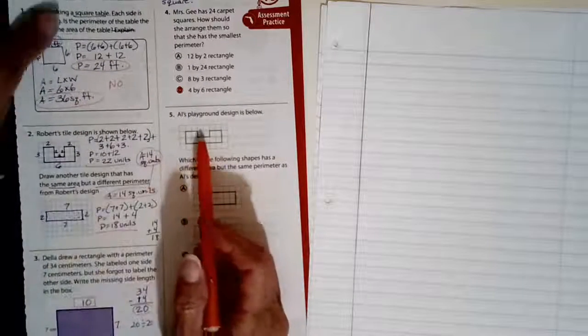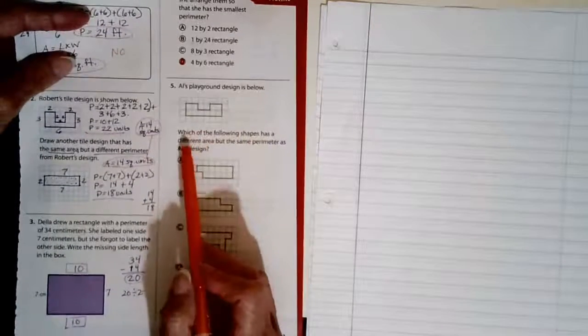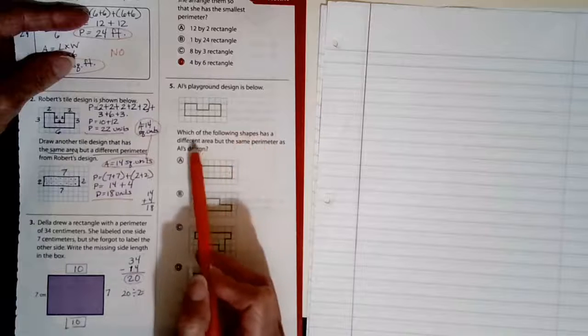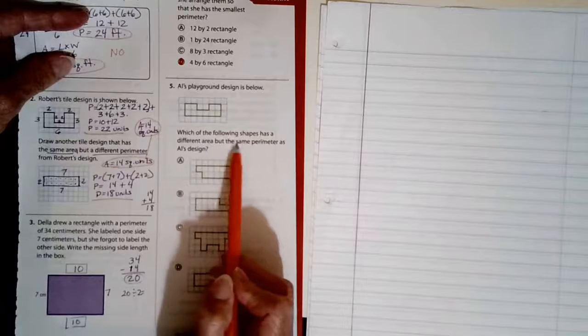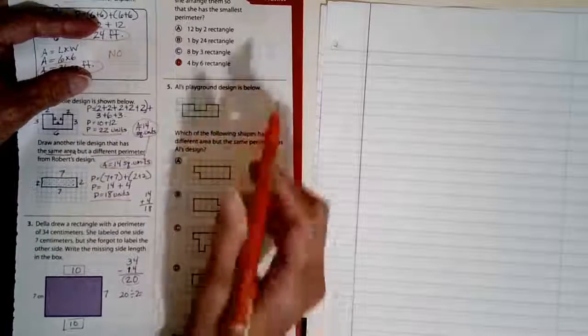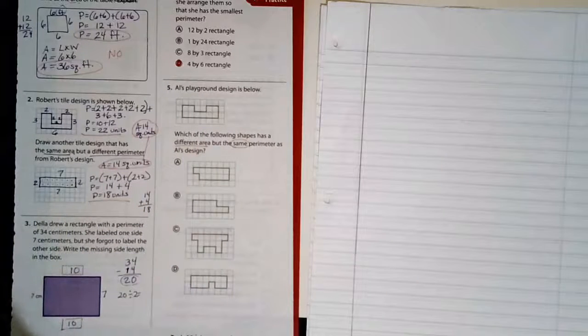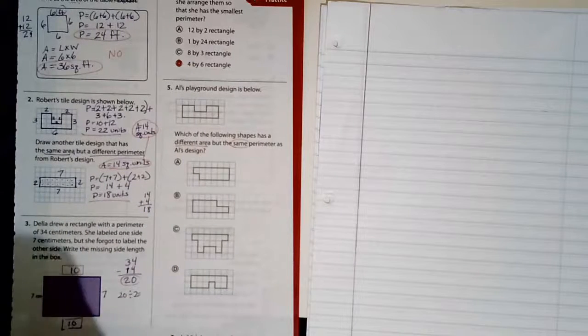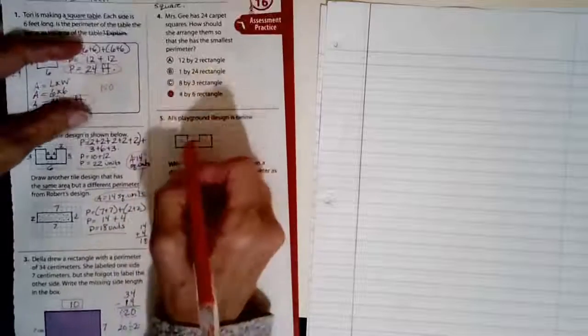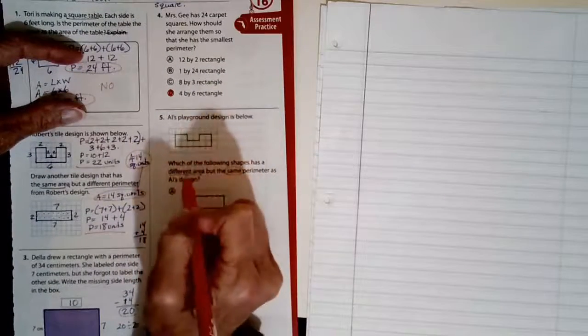Now, number 5 says Al's playground design is below. Which of the following shapes has a different area but the same perimeter as Al's design? So we want to have a different area and the same perimeter. So let's check out Al's perimeter here. So I'm just going to count them all the way around this time as we go.